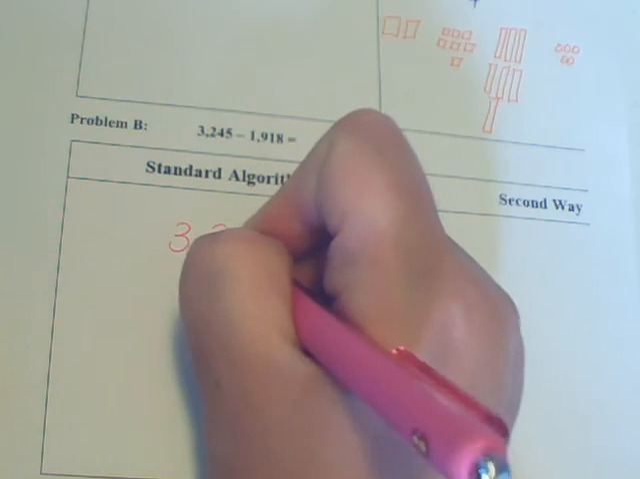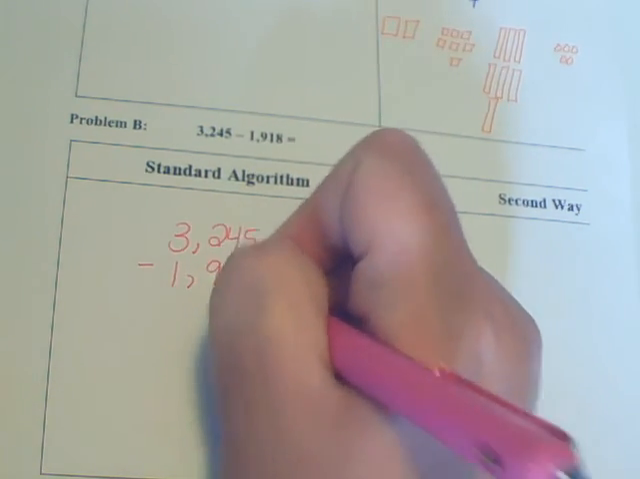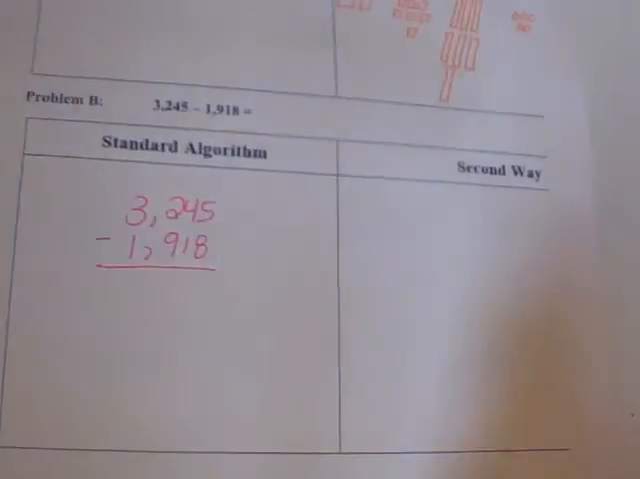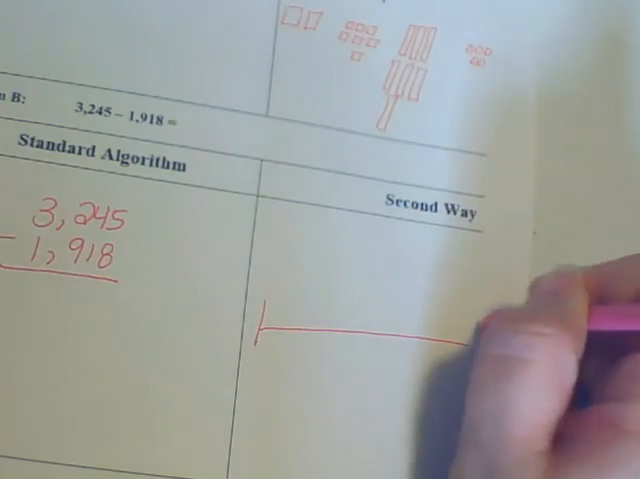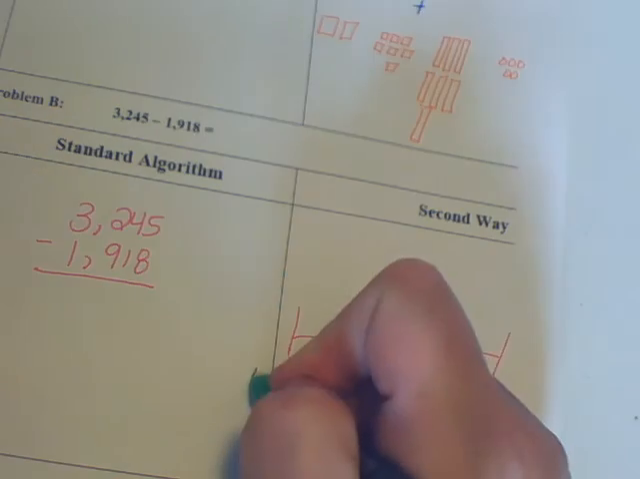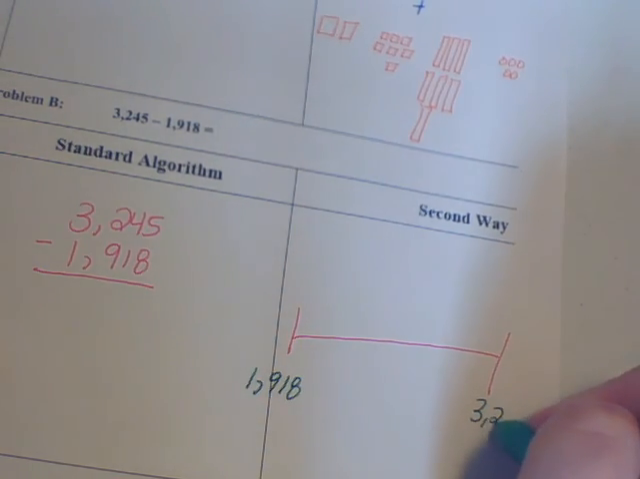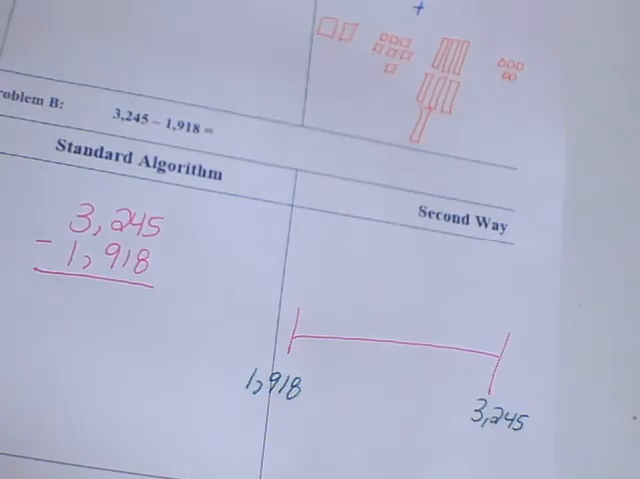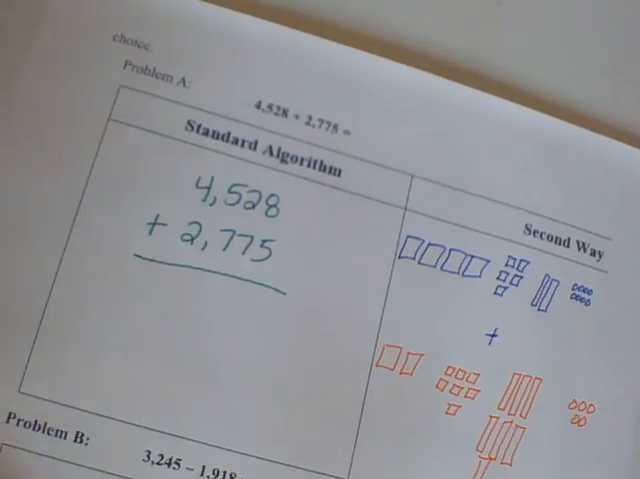So you have to do the standard algorithm, and you have to do it a second way. So maybe you did your base 10 again, or maybe you played get to and you started at 1,918 and you got to 3,245. Okay? So you just have to show it two different ways.